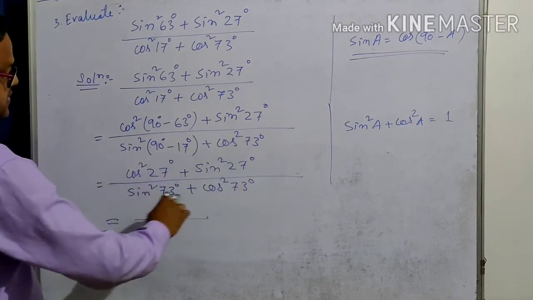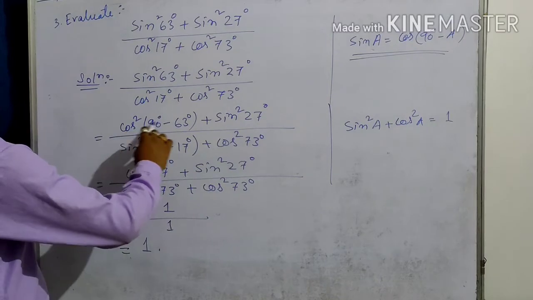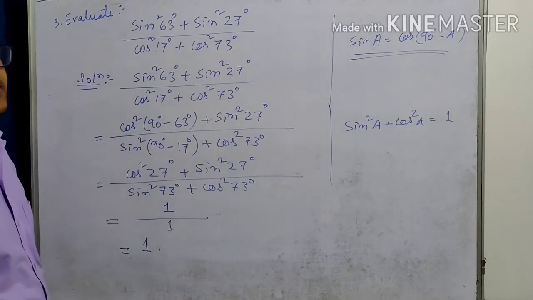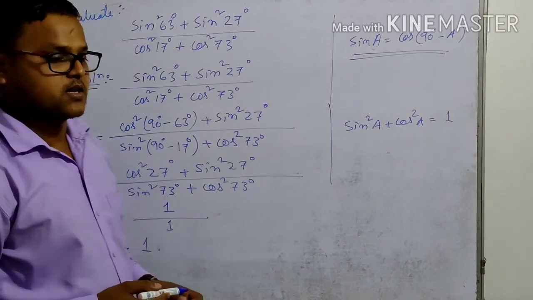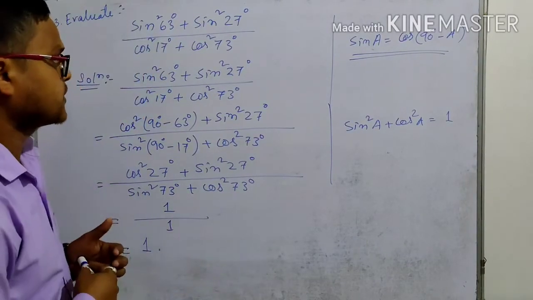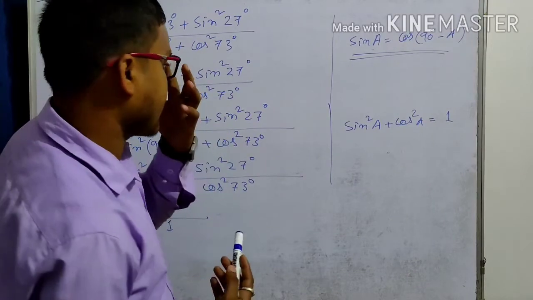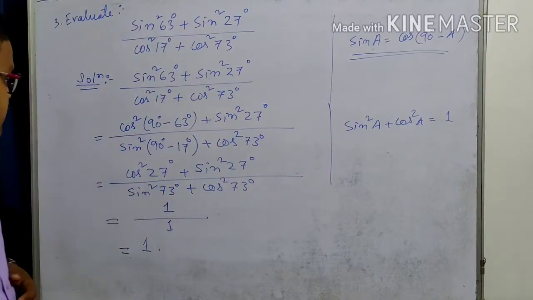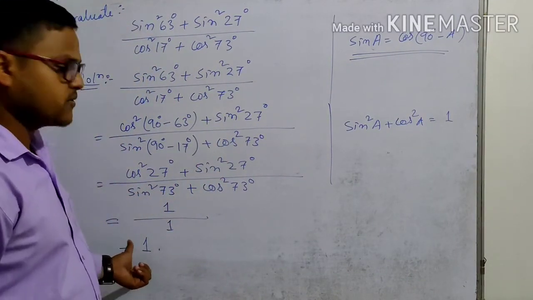So here we use the trigonometric identity, and here we use the previous exercise, the complementary angle of a trigonometric angle. So finally we get 1.